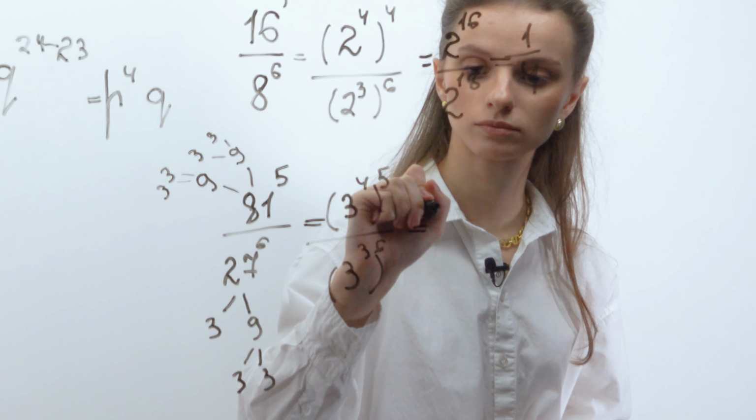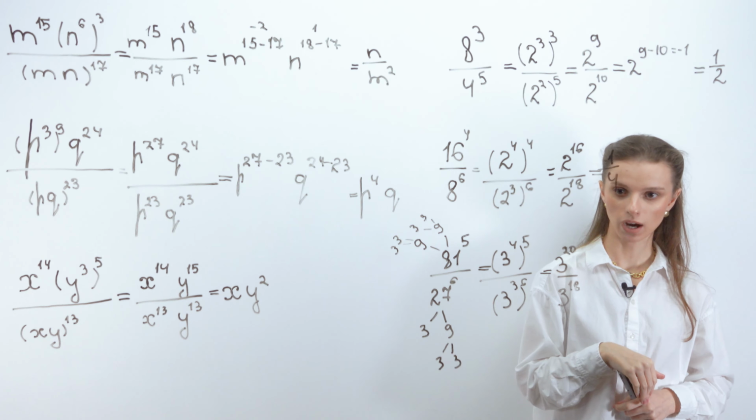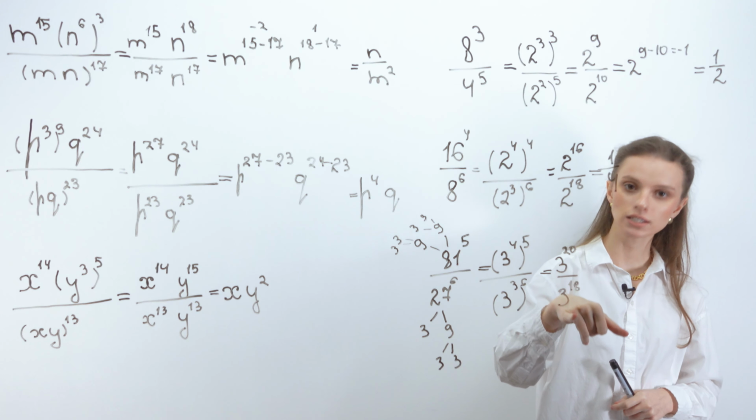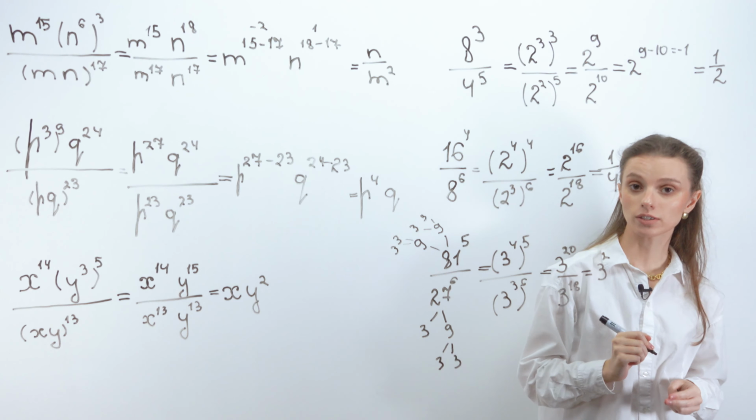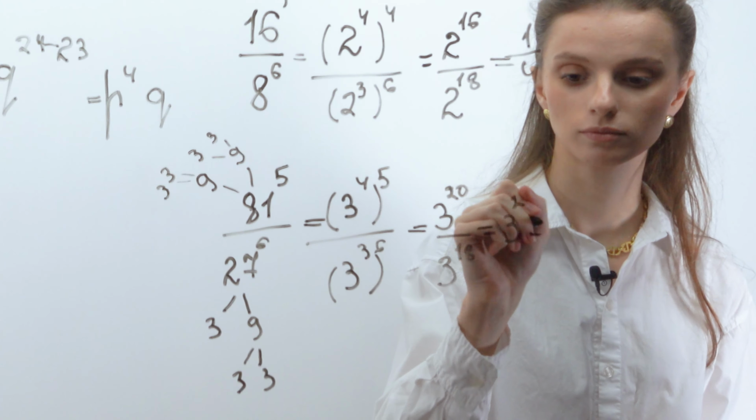We have 3 to the 20th power over 3 to the 18th power. We're going to subtract the powers, so 20 minus 18 is 2. So 3 to the 2nd power, or 3 squared. And when you square 3, you will be left with 9.